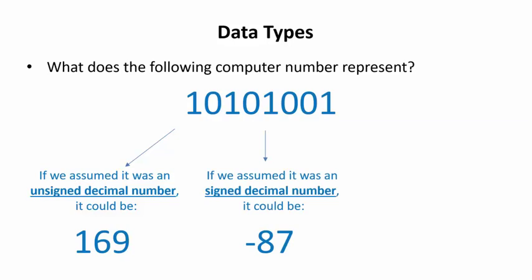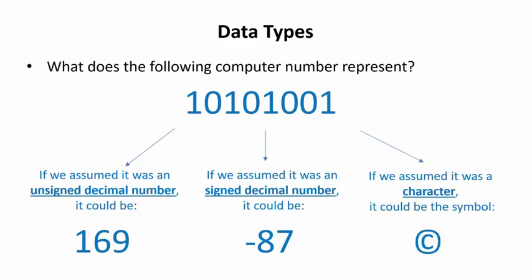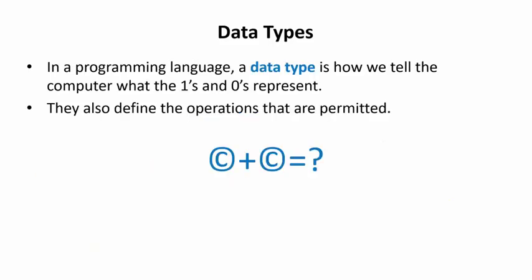If you interpreted the same exact binary code differently, you could say, well, what if I treated it as a signed decimal number? Then it would be negative 87. Okay? And then if you said, well, no, I'm going to treat this code as a character, then it perhaps could be the symbol for the copyright. And it's the exact same binary code. So we need to be able to tell the computer what these ones and zeros are and how to interpret it. And that is what a data type is.